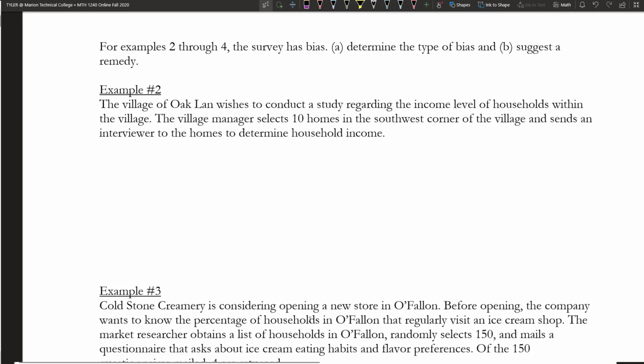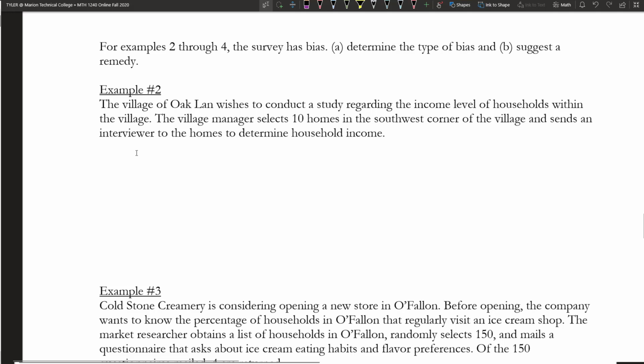Example 2 is giving us a scenario that has bias. We want to determine the type of bias and then suggest how they could fix it, a remedy. So example 2: the village of Oakland wishes to conduct a study regarding the income level of households within the village. The village manager selects 10 homes in the southwest corner of the village and sends an interviewer to the homes to determine the household income.